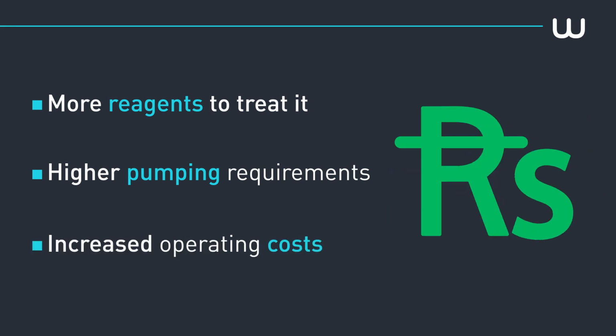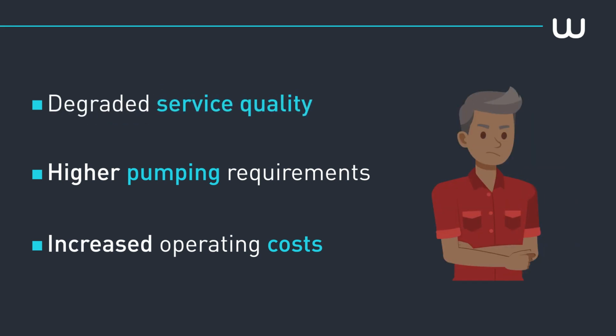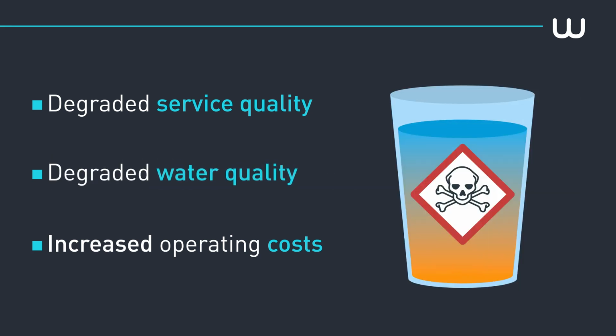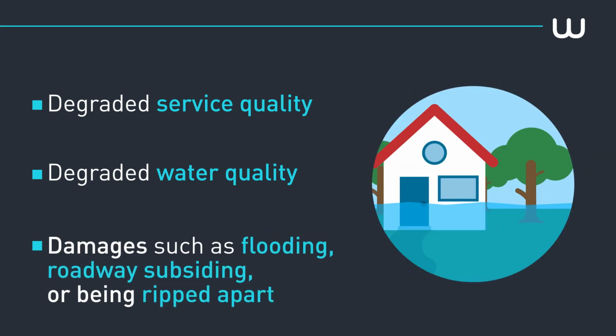If the volumes of water distributed increase, it is necessary to put in place a bigger treatment structure and anticipate necessary investments. Leaks degrade service quality as certain repairs require the water supply to be stopped, resulting in discontinuous distribution. Repairing leaks can also result in a degraded water quality. During the repairs, the network can be contaminated by the introduction of foreign bodies, such as mud or infiltration water. Lastly, leaks can create damages such as flooding, roadways subsiding, or being ripped apart.